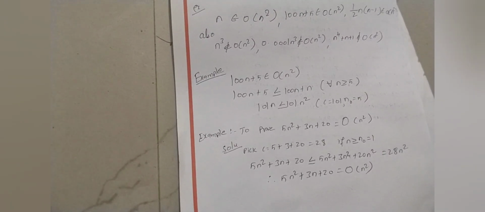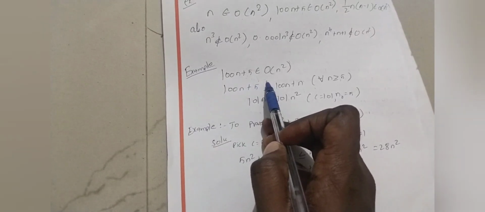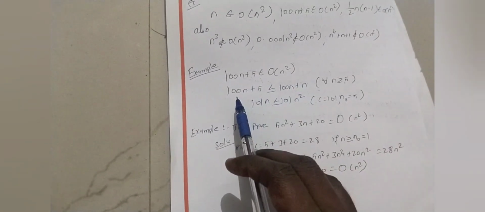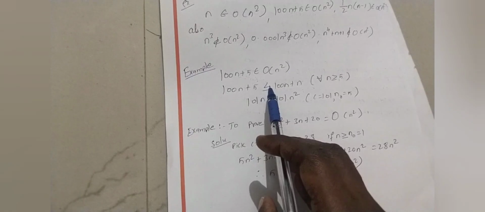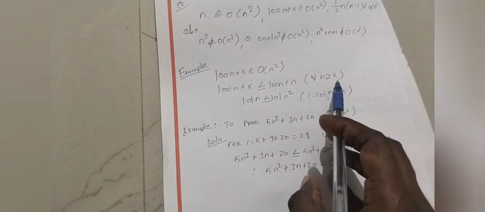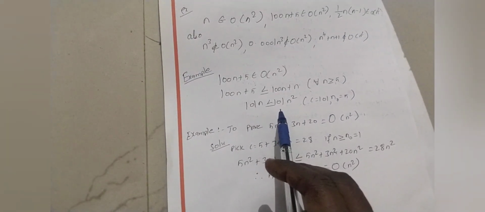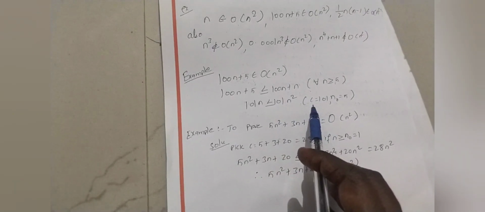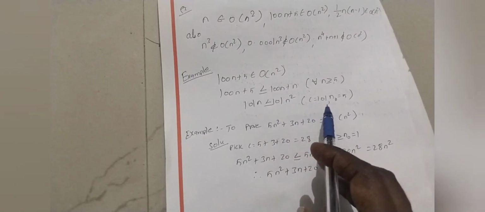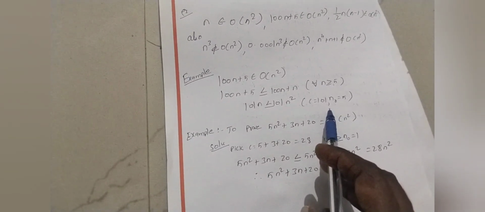Let us see another example. Let us formally prove 100 n plus 5 belongs to big O of n square. Here 100 n plus 5 is less than or equal to 100 n plus n for all n greater than or equal to 5. So 101 n is less than or equal to 101 n square. Here we take the constant c as 101 and n naught is equal to 5. Here we have to note that the definition gives us a lot of freedom in choosing specific values for the constant c and n naught.